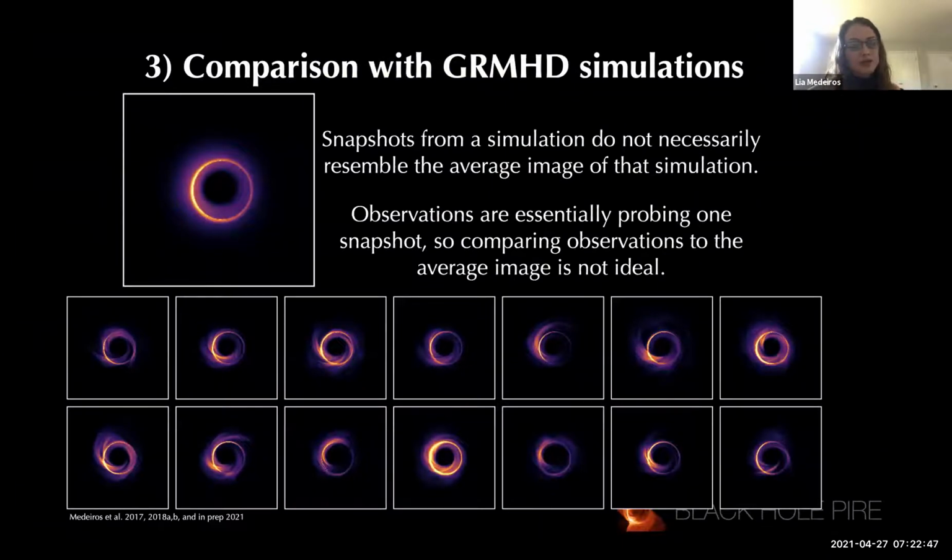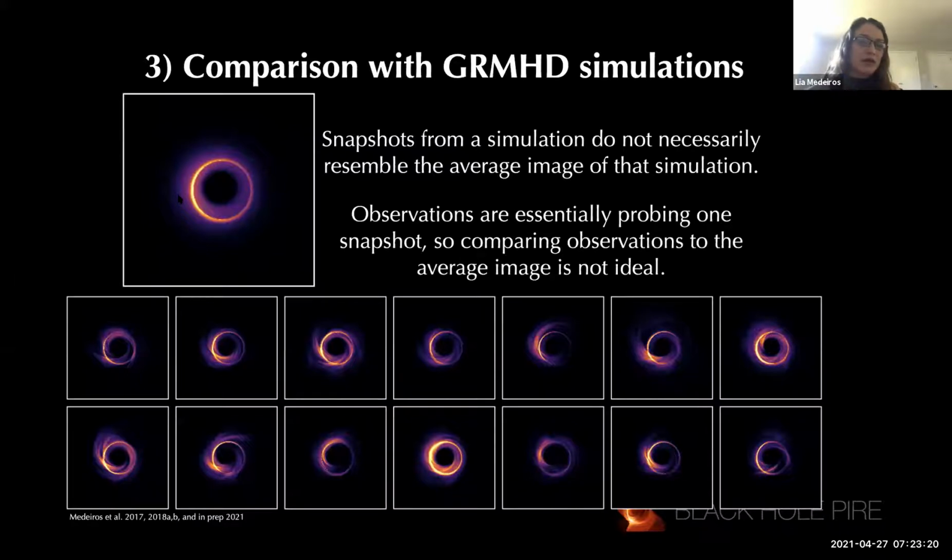So the bigger image that you see on this slide towards the top is the average from a simulation. That simulation is a MAD simulation. And at the bottom here, I'm showing you 14 different snapshots. But the catch is that only 12 of these snapshots actually come from the same simulation that I used to create this average. The average comes from a MAD simulation, which stands for magnetically arrested disk.